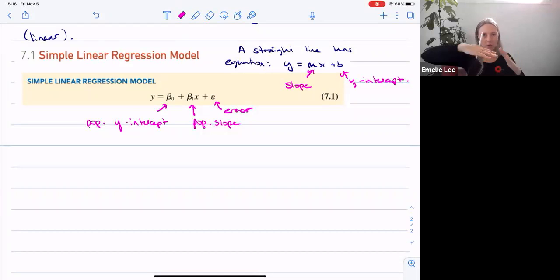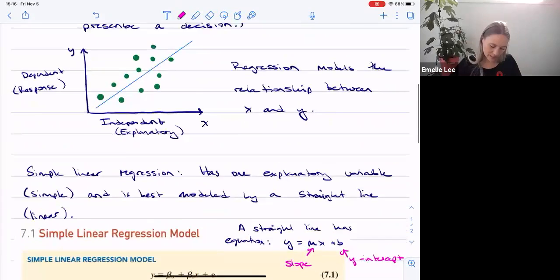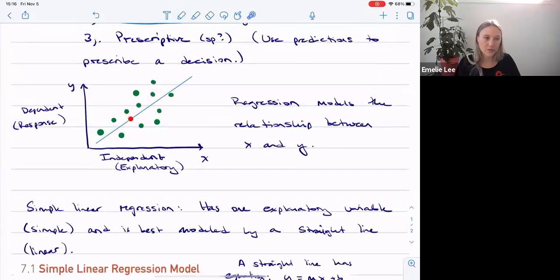Because there will always be some variation, as we saw here, right? There's going to be some activity around the straight line that we can't capture just by the straight line. We're going to try to build a line that captures most of that activity, but we can never capture all of it. So we have to allow that error term.